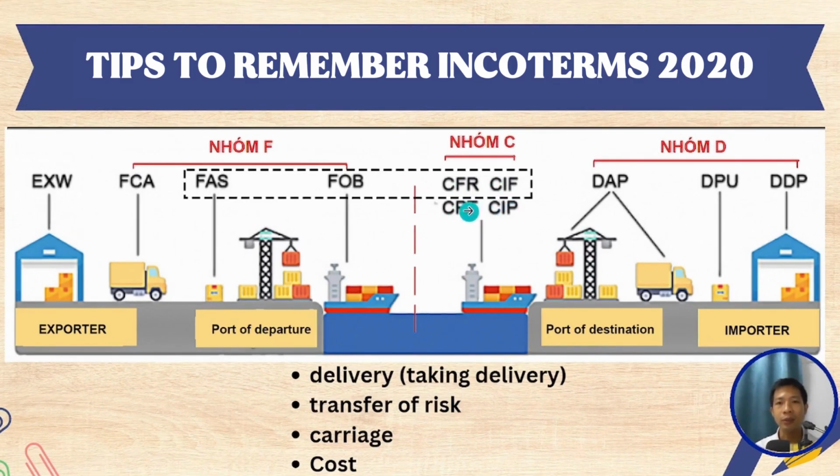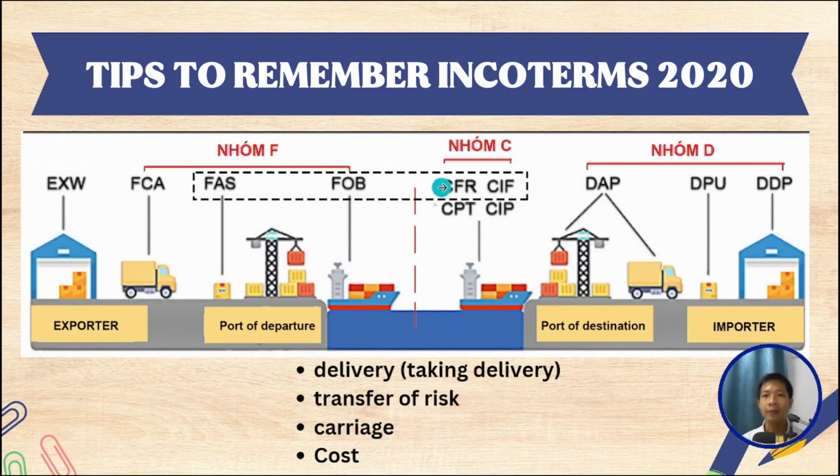Now, the difference between CFR, CIF, and the group below is that the group above, CFR and CIF along with FAS and FOB, are terms for the method of sea transport only, while CPT and CIP can be used for all modes of transport: sea, air, and road.